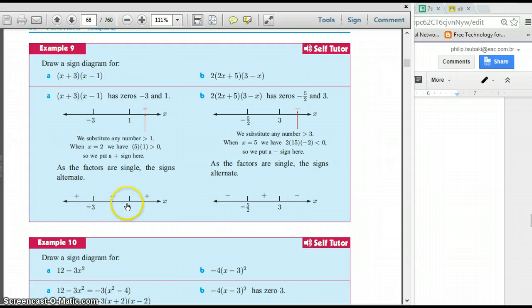What about a number between negative 3 and 1? Let's try 0, because that's a really easy one to do. Then we have positive 3 times negative 1, which is negative 3.